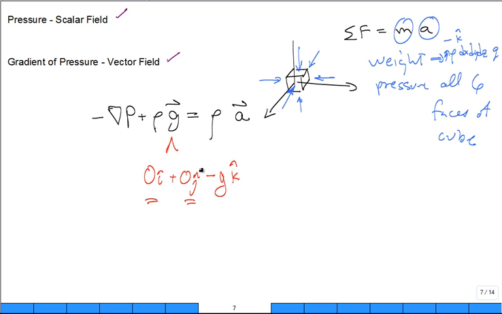And you're left with the equation gradient of p plus rho g k equal to minus rho a. So you see how they handle the minus signs, but that's the equation that's in the textbook.